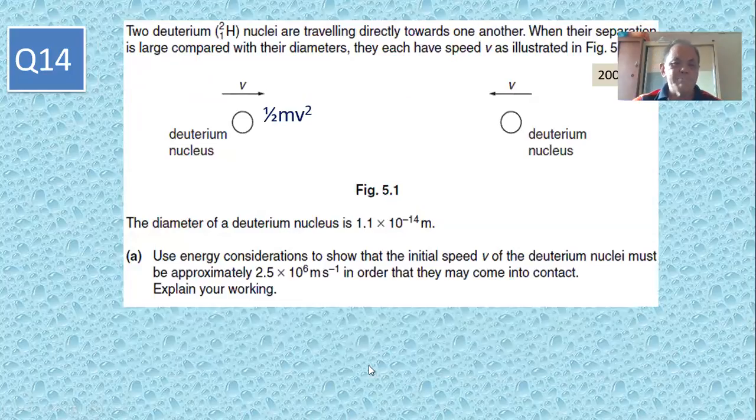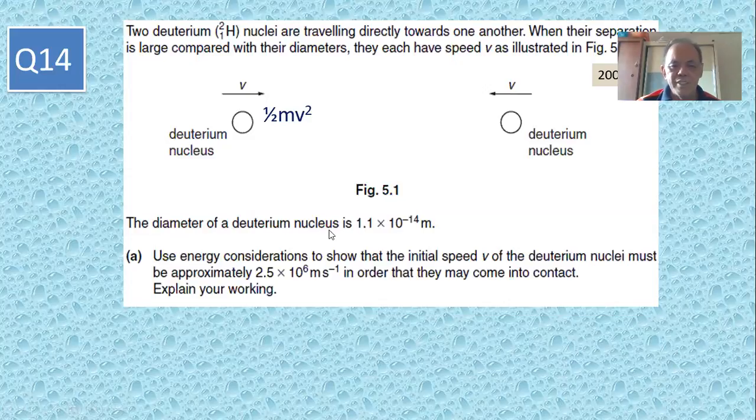Okay. Sometimes they also can combine your electric field question and nuclear physics together. It's good because they can test you on 2 topics together. So you got your deuterium nuclei traveling directly towards one another, both with initial speed v, coming together. When their separation is large, that means far away, compared with their diameter, there is no force at all. They each have a speed v. No force there, that's the speed they have.